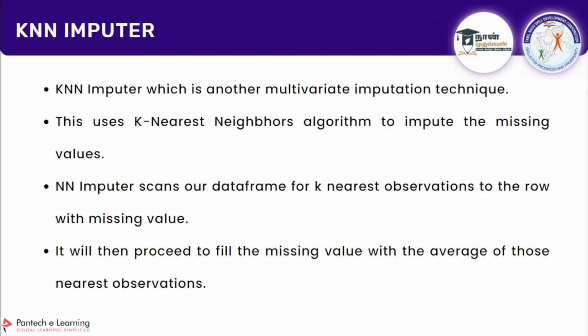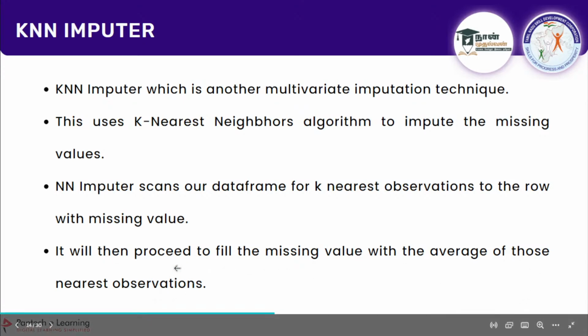So what is happening here? This KNN Imputer is another multivariate imputation technique. Okay, it is multivariate, based on many columns, so you have to pass multiple columns. Based on the relationship with other columns, the null value is filled here. This KNN Imputer scans our data frame for K nearest observations to the row with a missing value. It will then proceed to fill the missing value with the average of those nearest observations.